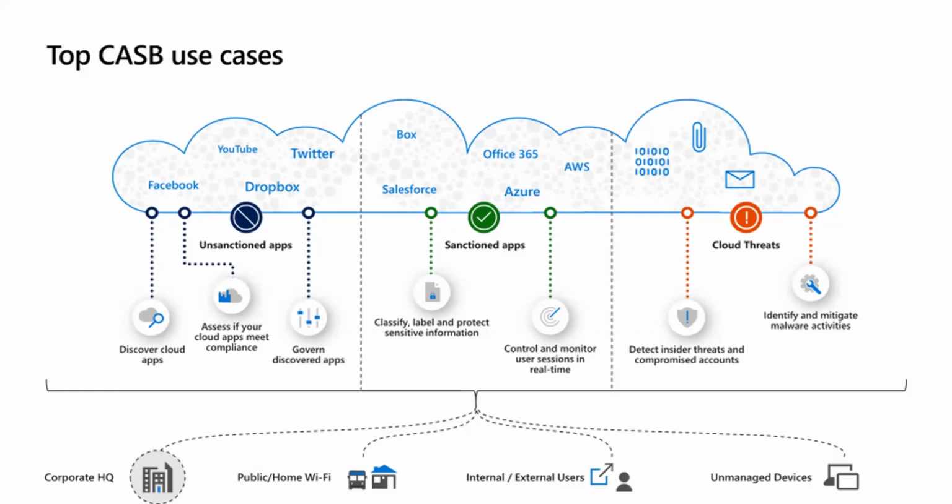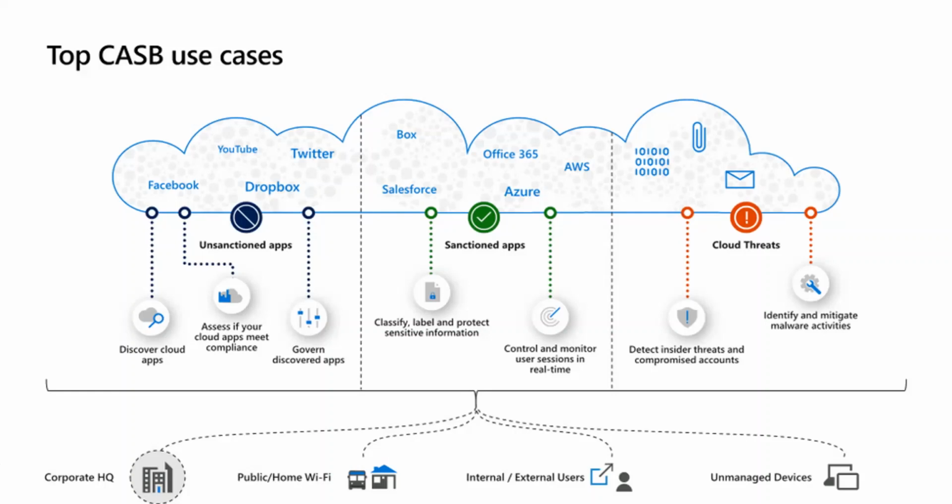So what the CASB does is it first helps identify unsanctioned apps in an environment. It can discover cloud apps as they're transitioning through the CASB reporting, assess if your cloud apps meet compliance, and help you govern the discovered apps.